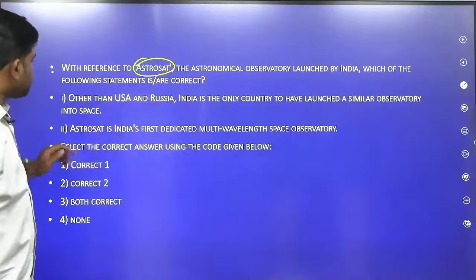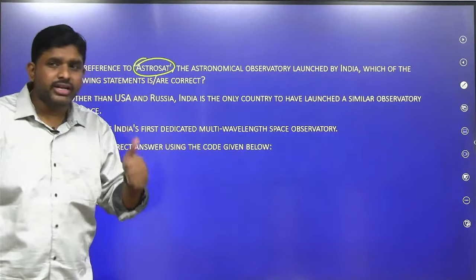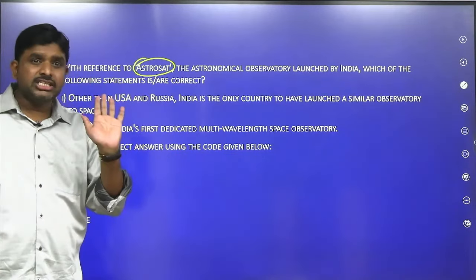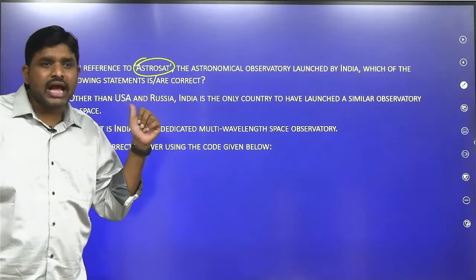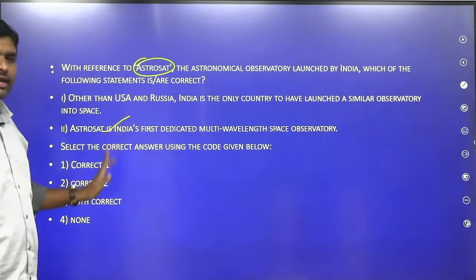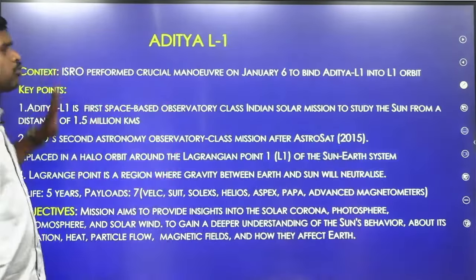Second statement. It asked whether AstroSat is India's first dedicated multi-wavelength space observatory. Yes, it is the first, I told you. The first space observatory is AstroSat, and the second space observatory is Aditya L1. So this statement is correct. I am not here to say what is correct and what is wrong.